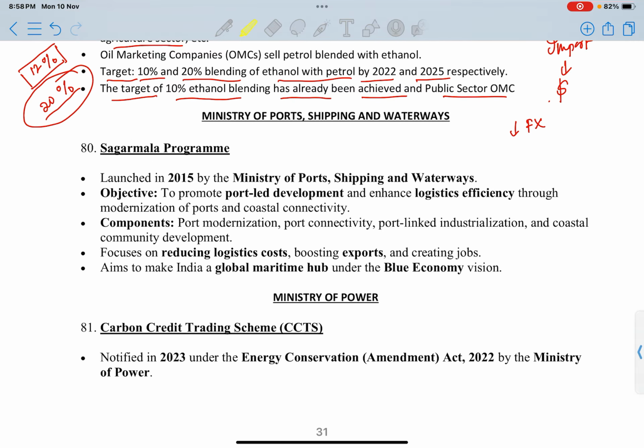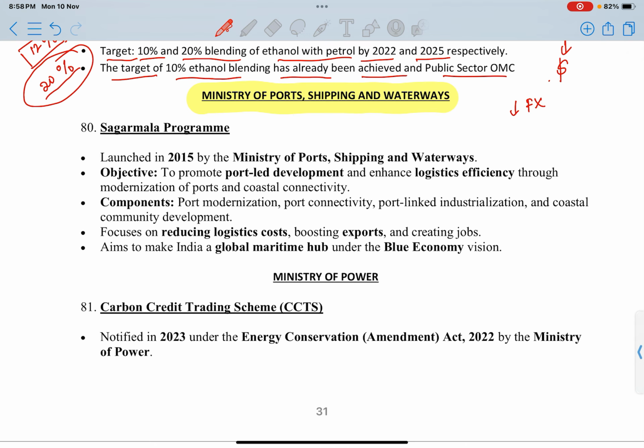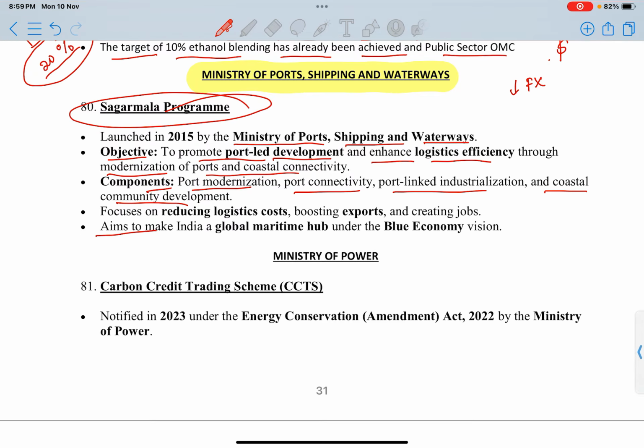Next is Ministry of Ports, Shipping and Waterways. Under this ministry, we are going to discuss Sagarmala program. What is this Sagarmala program? It is managed by the Ministry of Ports, Shipping and Waterways. What is the objective? To promote port-led development and enhance logistic efficiency through modernization of ports and coastal connectivity. What are the components? Port modernization, port connectivity, port link industrialization, and coastal community development, and also aims to make India a global maritime hub under the blue economy vision.